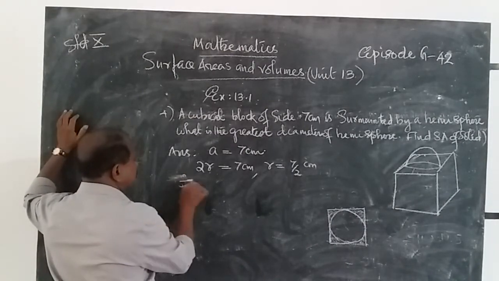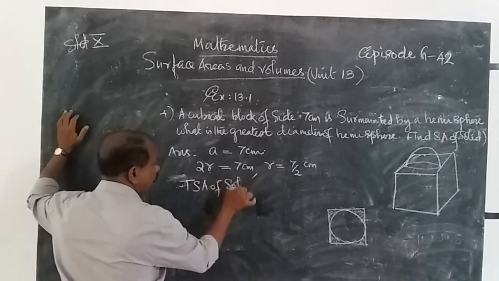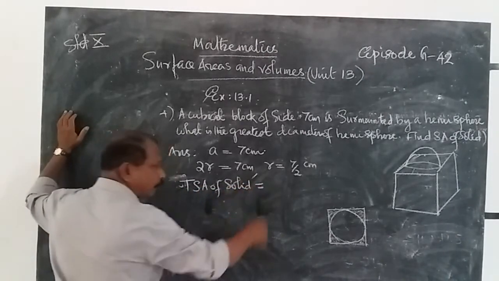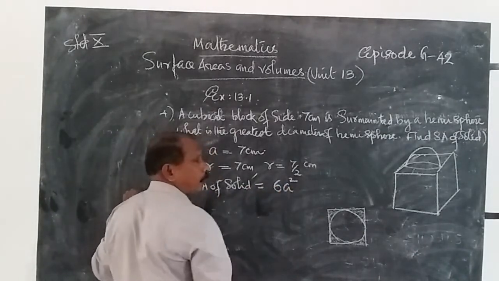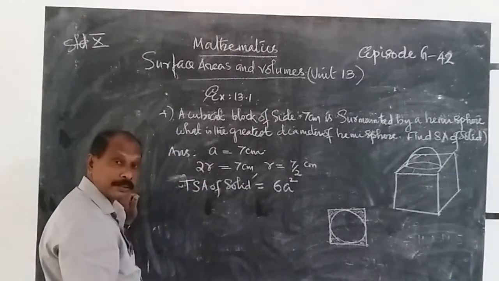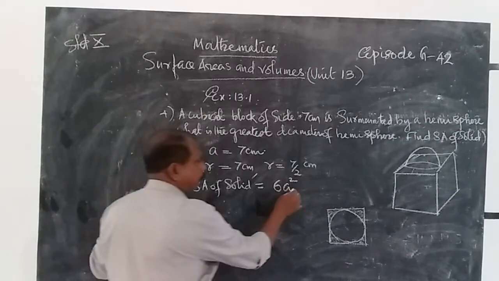Then, the total surface area of the solid is equal to 6 a square, that is the total surface area of the cube, minus the circular part pi r square.